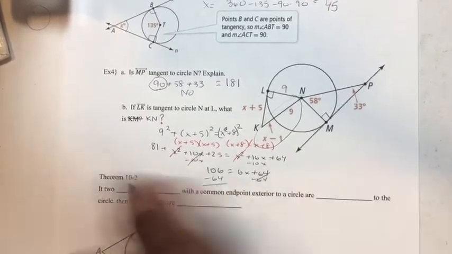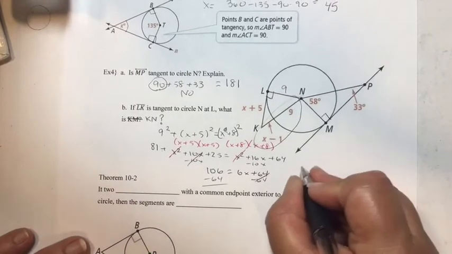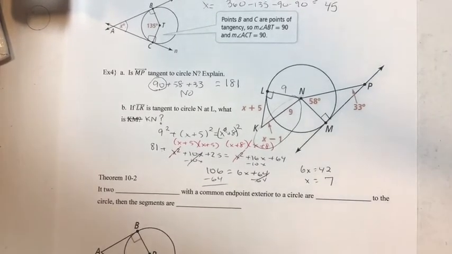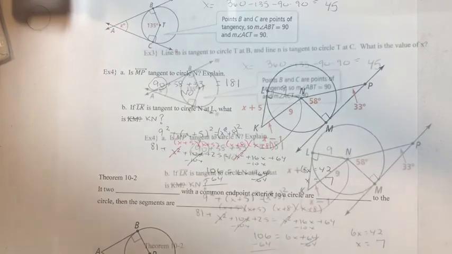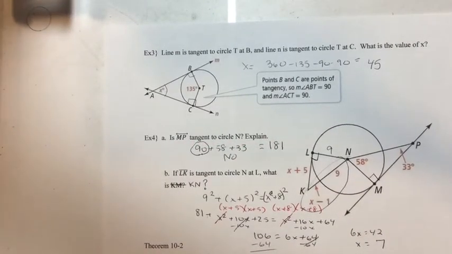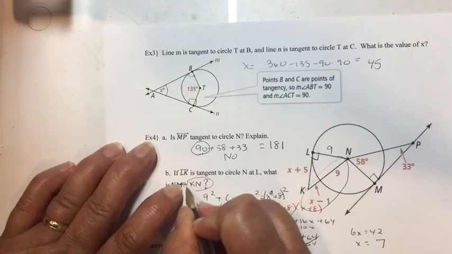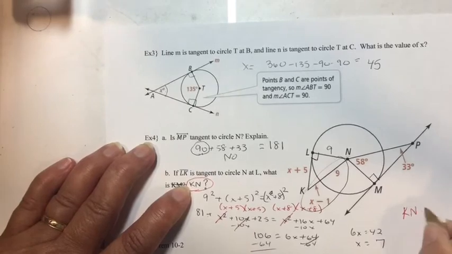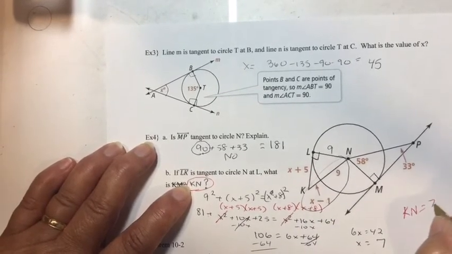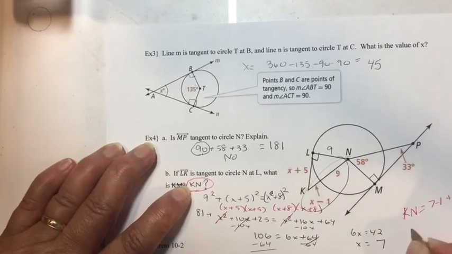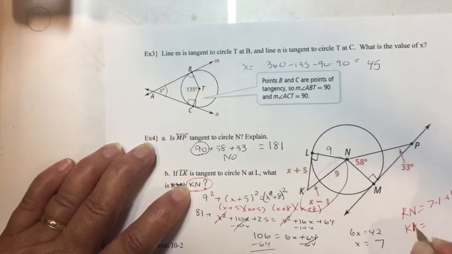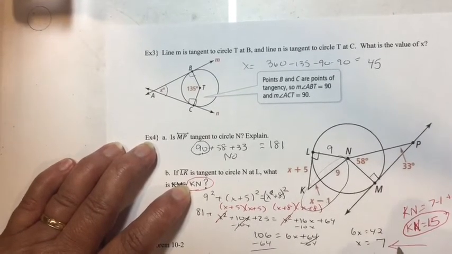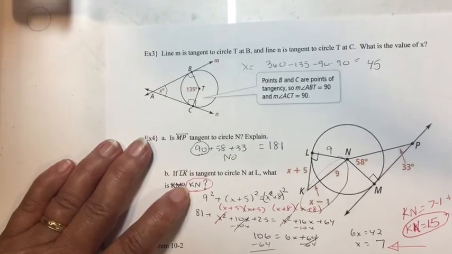Subtract the 64, and I have 6x equals 42. Oh, that was coincidence. x equals 7. Okay, so since x is 7, now I'm ready to answer the question. The question wants to know what KN is. Well, KN is x minus 1 and the 9. So KN is 15. Be careful that you didn't stop with the 7. I actually did that initially and I had to go back and edit the video.